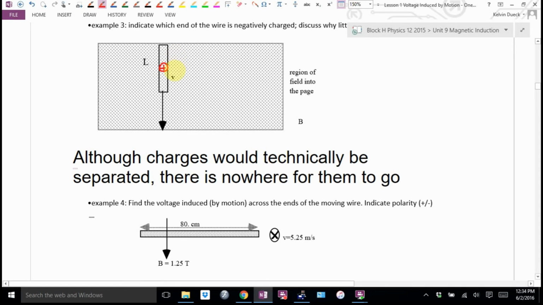Right? The positives would go there, and negatives would go there. They can't separate. They're stuck in the wire. Rotate that wire 90 degrees, and now you can really separate charges. You can put some distance between them. You can do some work, some force over a distance. You can store some energy, and since voltage is energy per coulomb, you've got voltage.